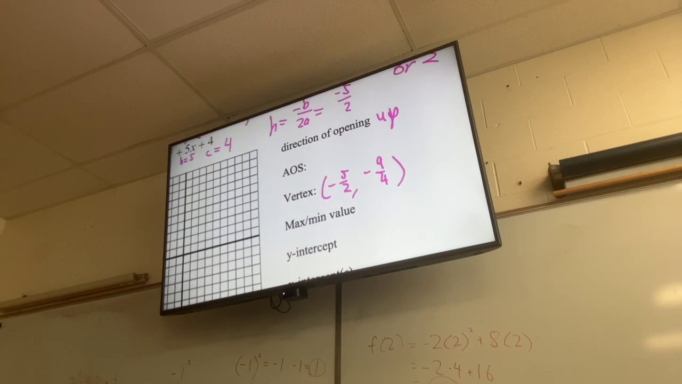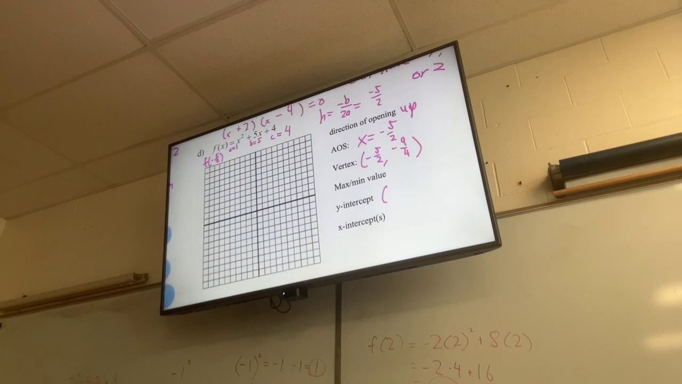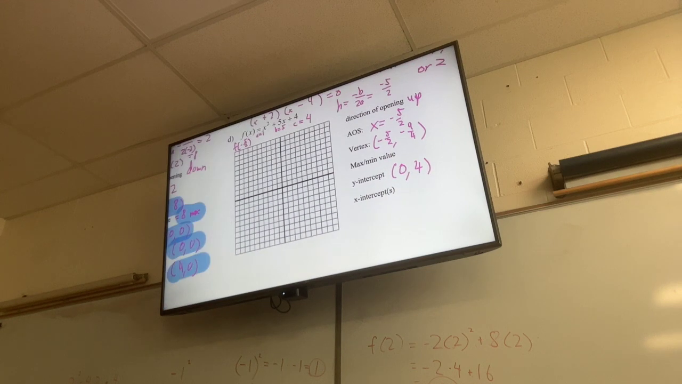It's a horrible digression. Okay, what's my axis of symmetry? X equals negative 5 halves. What's my y-intercept? 0, 4. How do I get my x-intercepts? Set the whole thing equal to 0 and solve.